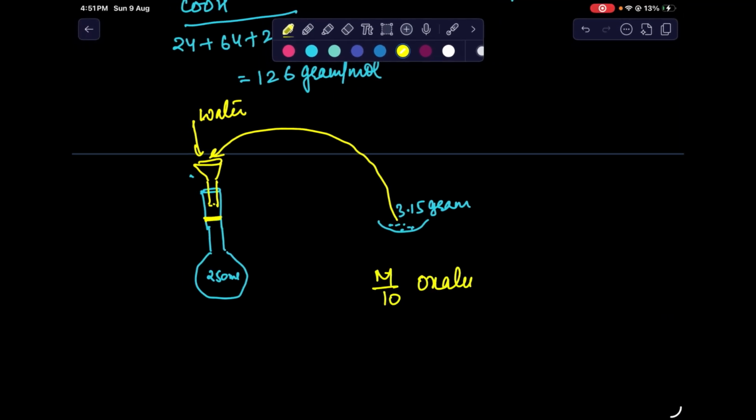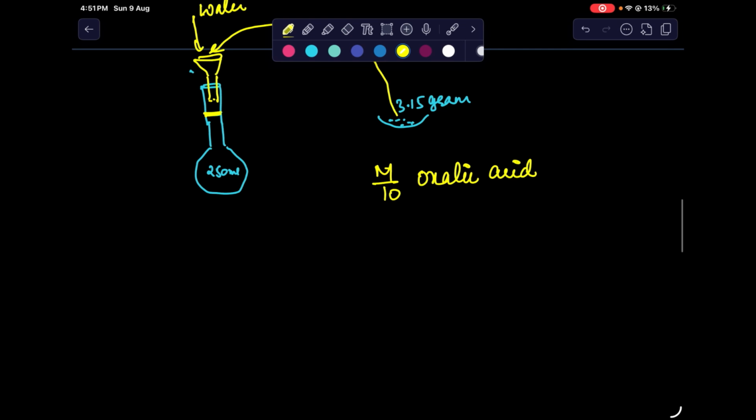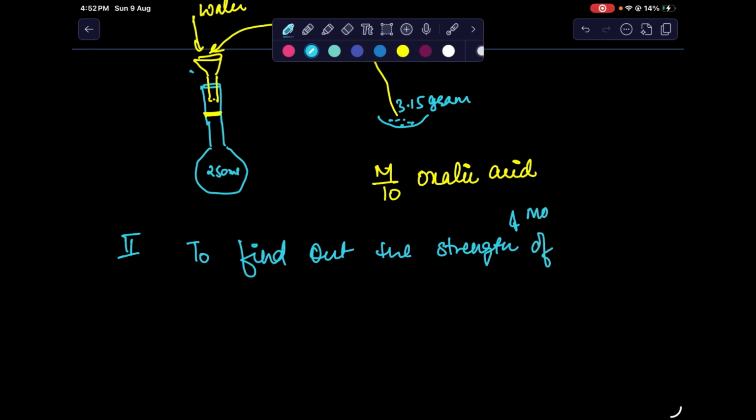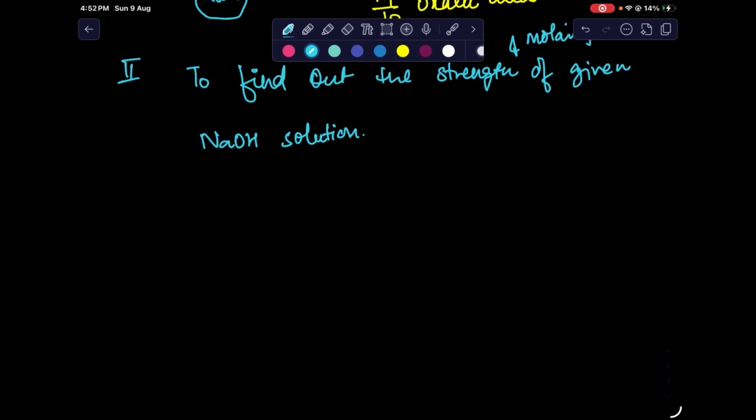So the first part is done. First part means the preparation of the standard solution is done. Now comes the second part. Second part is to find out the strength and molarity of the given NaOH solution. Now we don't know how this NaOH solution was made, right? What is its concentration? So we will perform the chemical reaction.